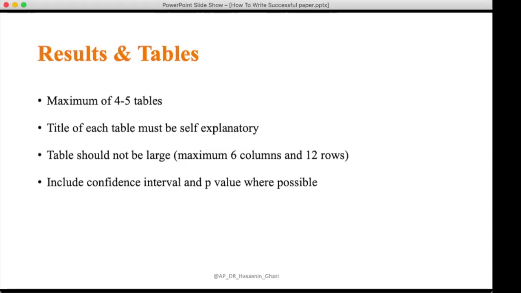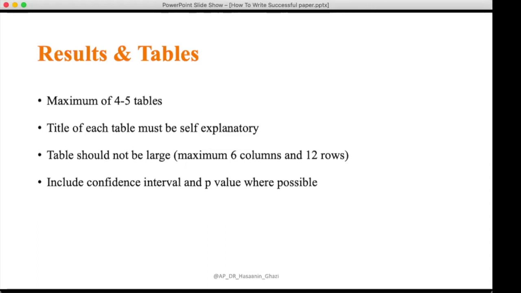For the tables, usually a maximum of 4 to 5 tables. I saw some journals that are very restrictive, where only 3 tables are allowed. It depends on the journal format and policy. The title of each table must be self-explanatory. This is very important. And most important, tables should not be large.